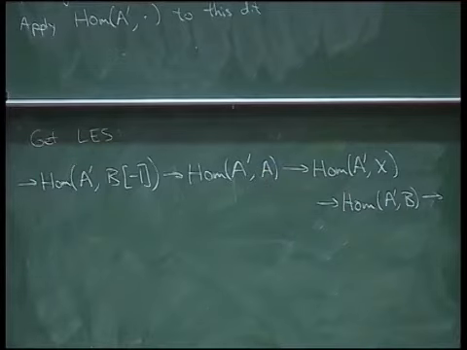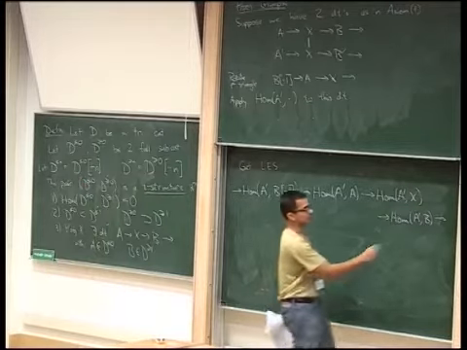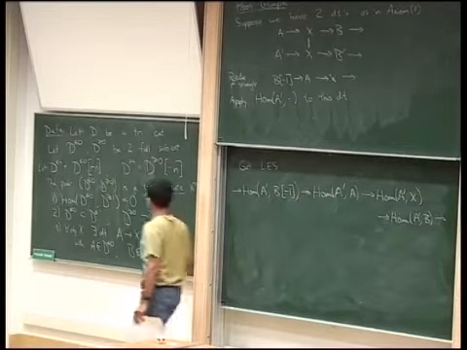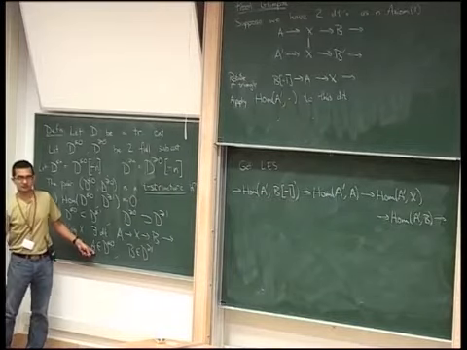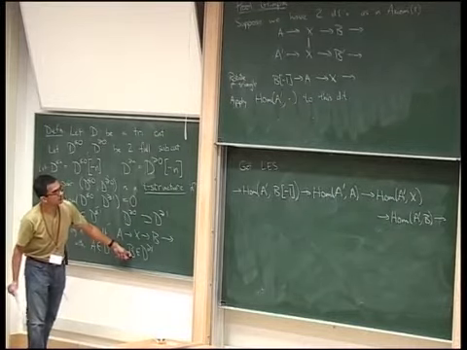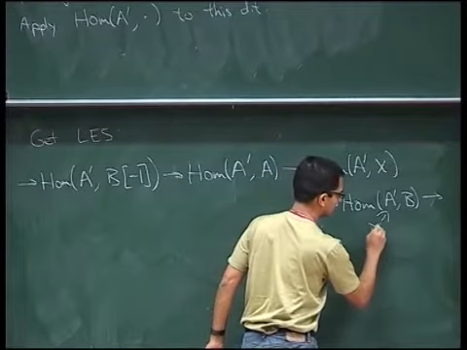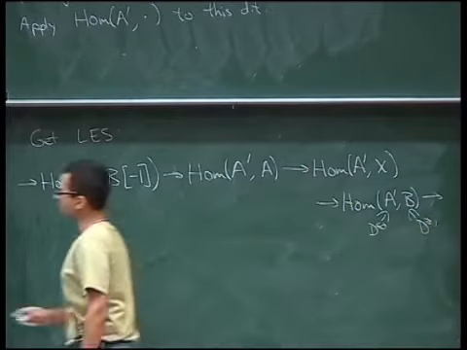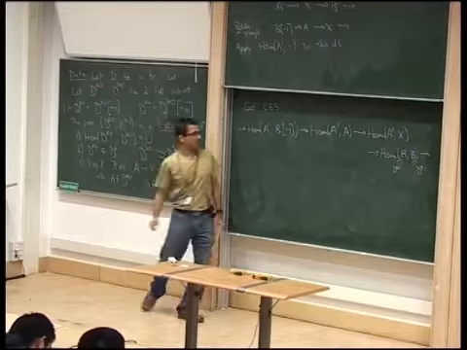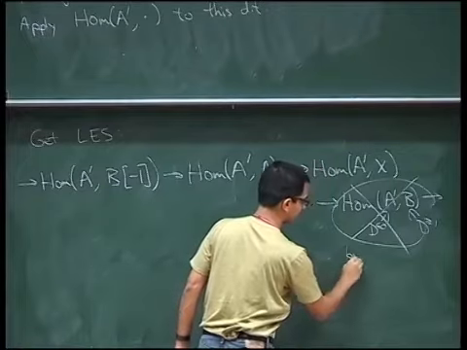So what can we do with this? Well, we know a few things. The axioms say that A and A prime are both supposed to be in D less than or equal to 0, and B is in D greater than or equal to 1. So this is in D less than or equal to 0, and this is in D greater than or equal to 1. And then the first axiom says that that Hom group has to vanish. So this is 0 by axiom 1.